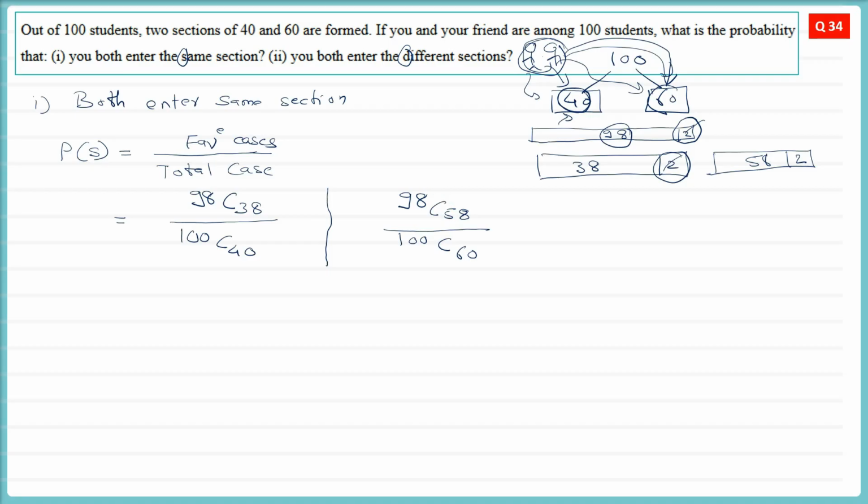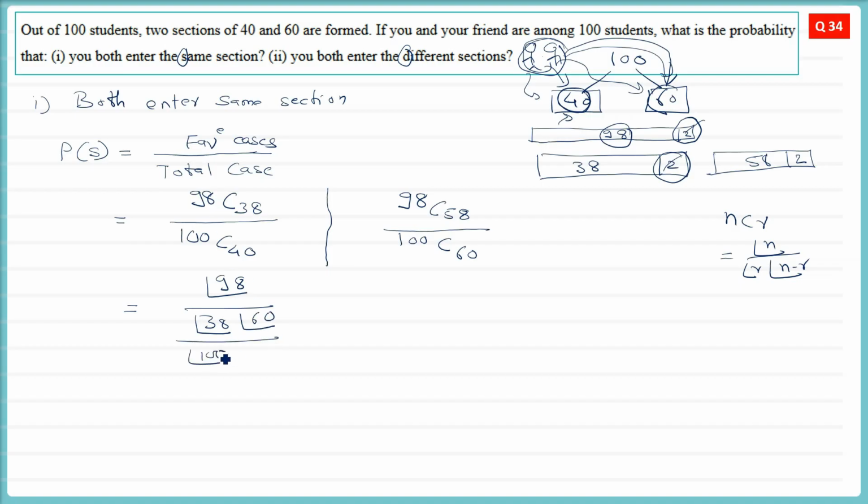So these are 2 separate but related events of you going to either the 40 category or the 60 category. Now this nCr is factorial n divided by factorial n minus r, factorial r. So in this numerator, n is 98, r is 38. So just put in here factorial 98, factorial 38, factorial 98 minus 38 is 60. So 60 comes here in the denominator.